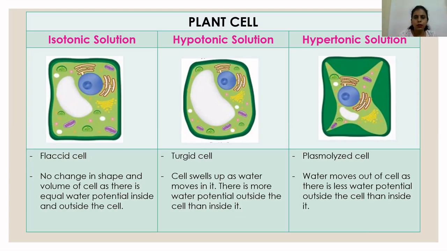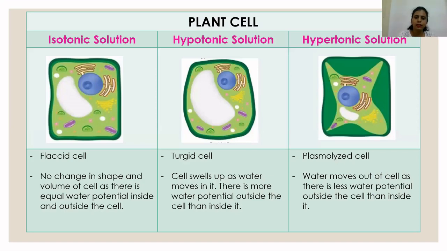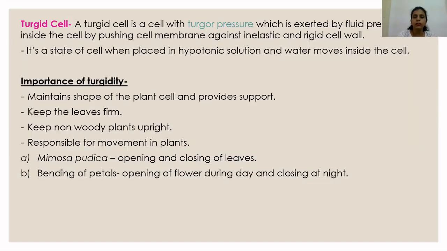Right? So remember, when a plant cell is placed in isotonic solution, that is flaccid cell. If it is placed in hypotonic solution, it is turgid cell. And if it is placed in hypertonic solution, it is plasmolysed cell. Okay. So you have to remember the definition of these three types of cells: flaccid cell, turgid cell, and plasmolysed cells.